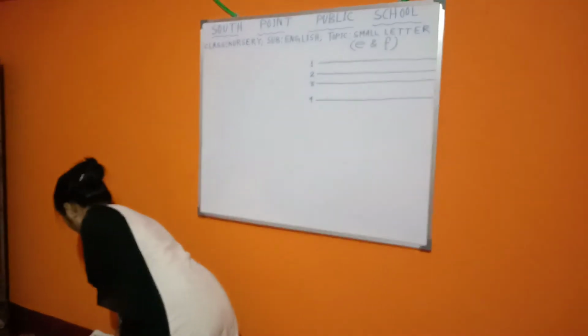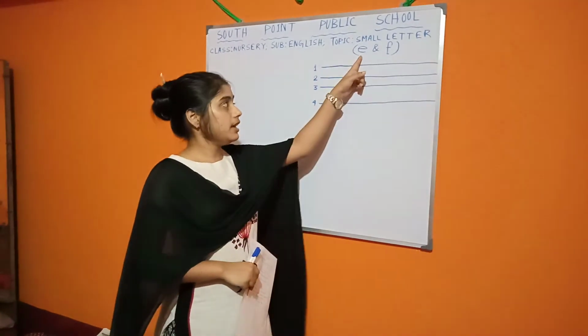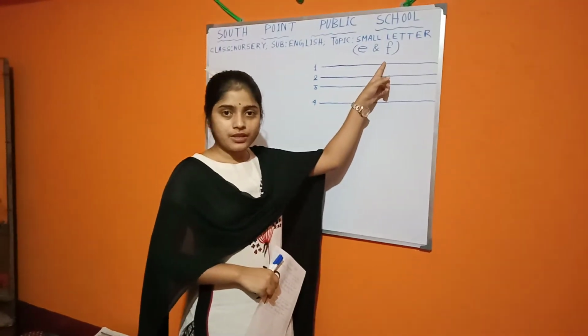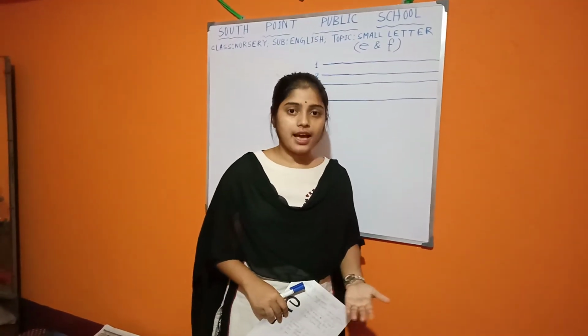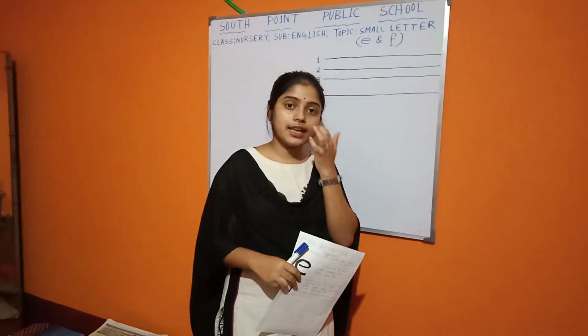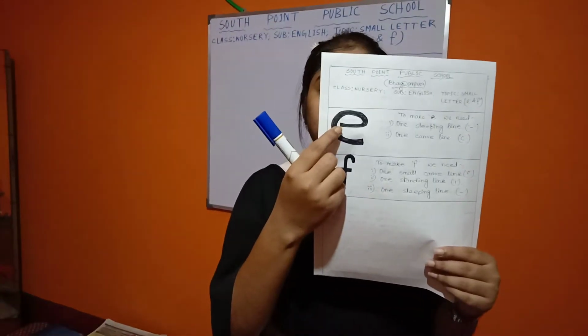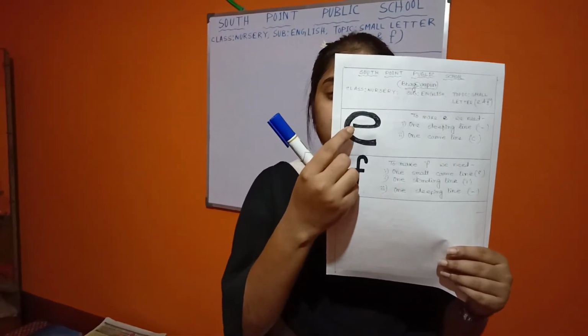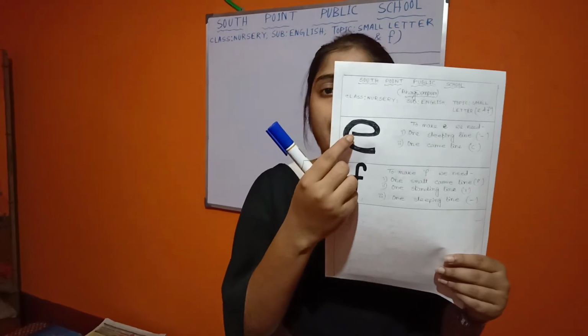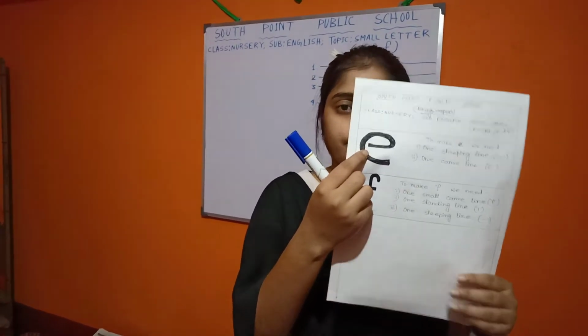Today, we will learn about E and F. The small E and the small F. At first, E. This is E. E comes after D. It's E. Look at the board.